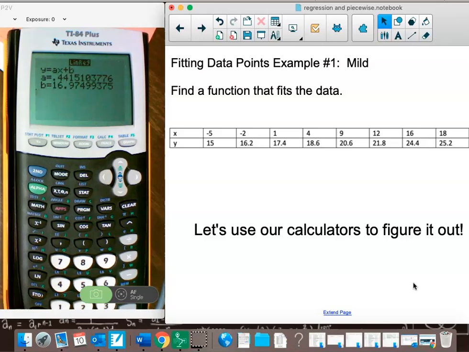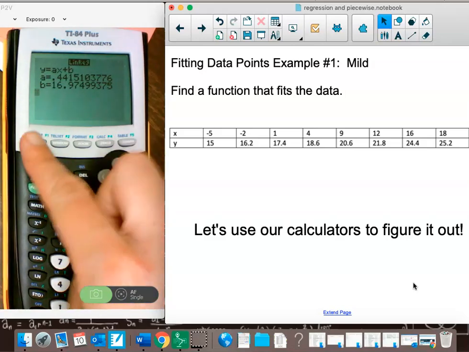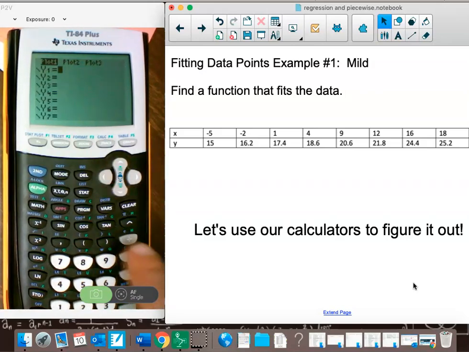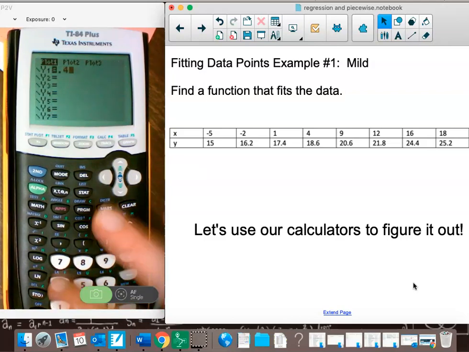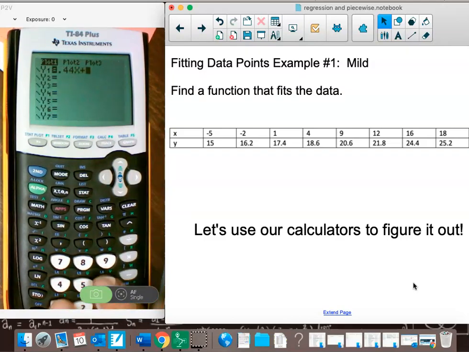So if we go ahead, I'm going to just do this. You don't have to do this. I'm going to plot this actual line: 0.44x plus 16.97. If I actually graph the line, does it look like it models our data pretty well? Yes. So that's what your calculator is doing. It's creating a function that models the data.